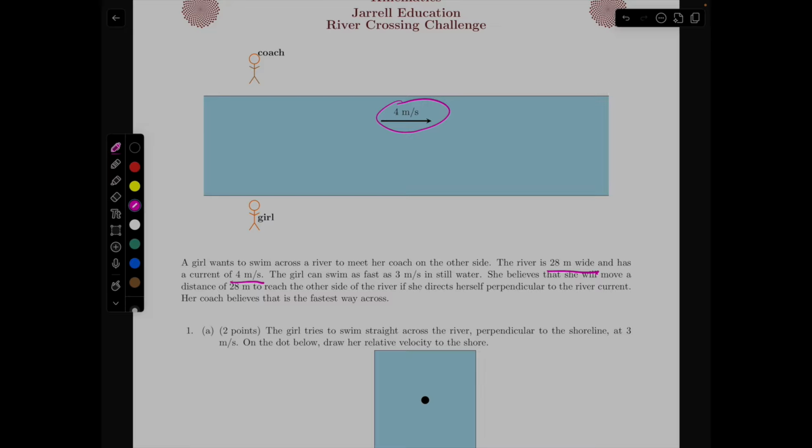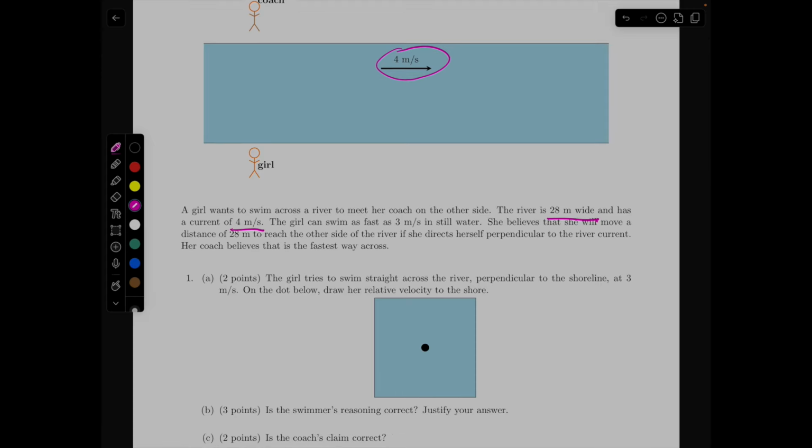Her coach believes that this is the fastest way across. Okay, so let me point out a couple of things before I even get started. Well, actually, let's look at part A. The girl tries to swim straight across the river, perpendicular to the shoreline, at 3 meters per second. On the dot below, draw her relative velocity to the shore. So let's take that.